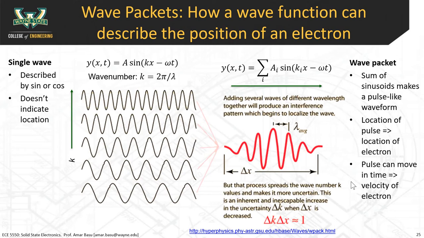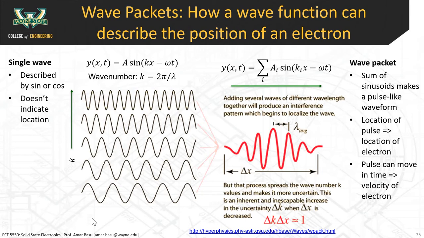The reason I'm telling you this is because it relates back to the Heisenberg uncertainty principle. When you use a ton of sinusoids to express the location of an electron, you have an uncertainty in the wave number. Each sinusoid has a wave number associated with it, right? So if you're adding up sinusoids of all different wave numbers, your uncertainty in the wave number is really high. But then you get a pulse function, which gives you a really good estimate of where the electron is located. So the position uncertainty becomes very small, but the momentum uncertainty, which is related to the wave number, becomes very large.